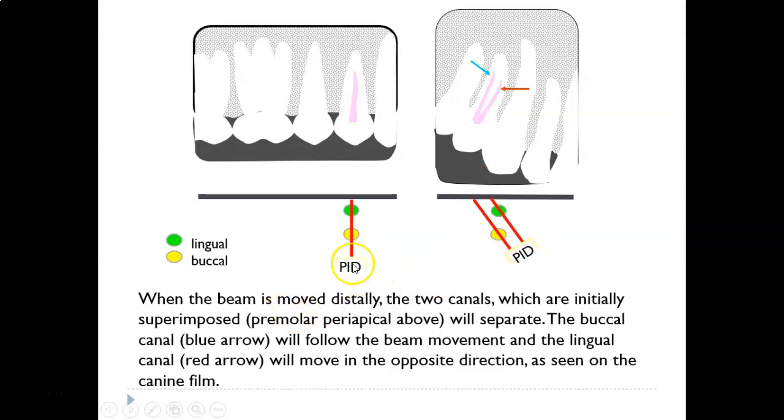See how you're back here and you swing your BID over to take your canine shot, so now your beam is pointing a little more distal. Separates the two canals so you can see them. The one on the lingual goes the opposite direction of your beam, so it goes mesial, your beam was pointing distal.